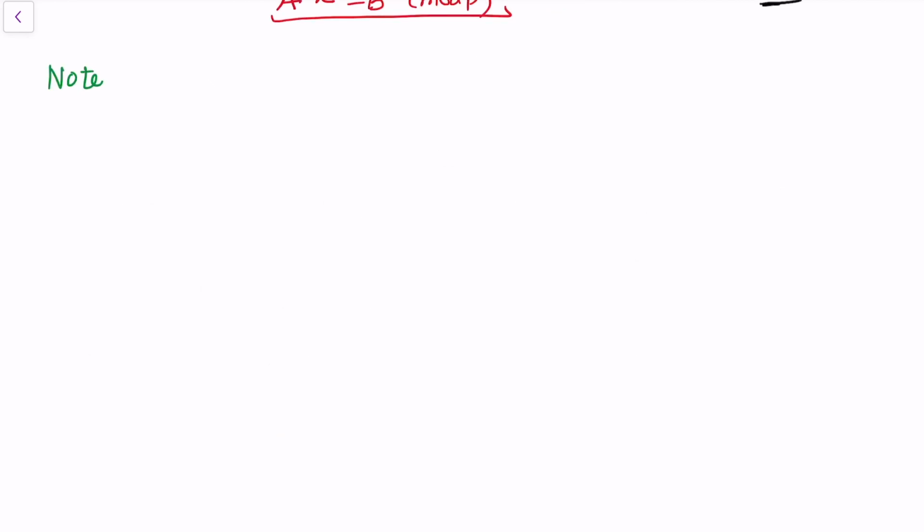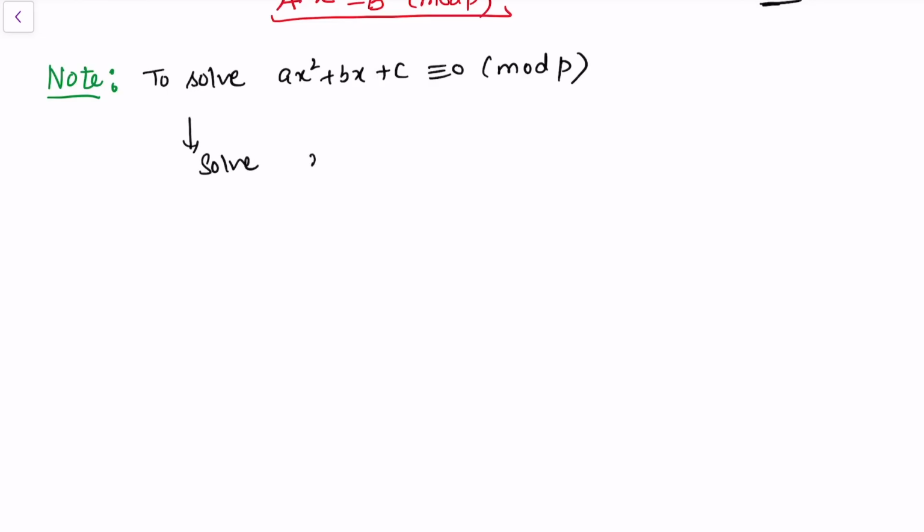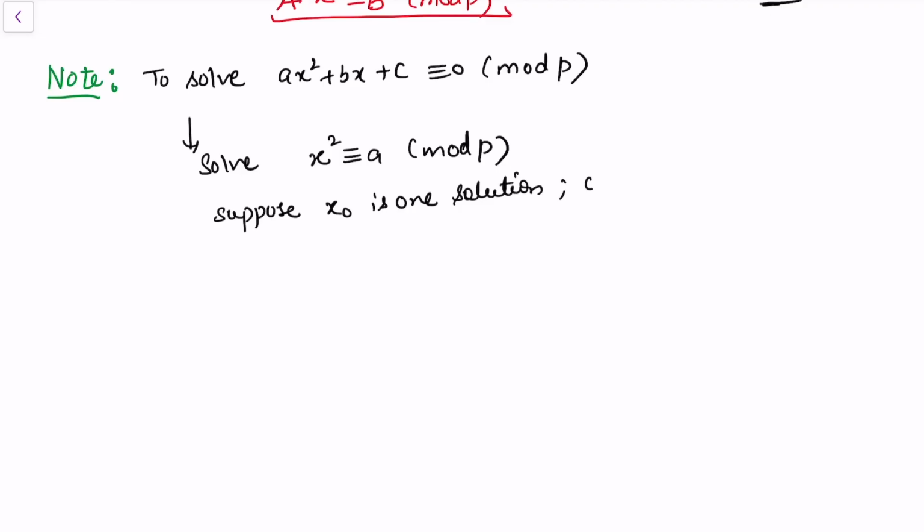So now let me club the result again. To solve ax square plus bx plus c congruent to 0 modulo p, I need to solve a quadratic congruence of the form x square congruent to a modulo p. This is what I need to solve. And for this, suppose x naught is one solution. Then obviously the other solution is p minus x naught.